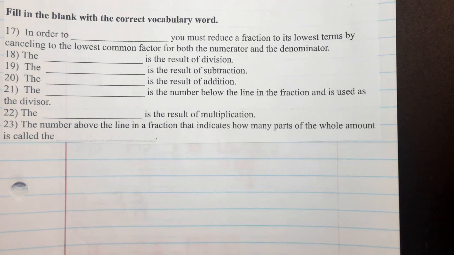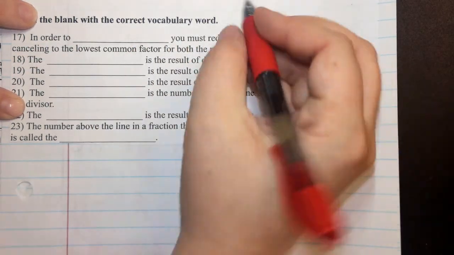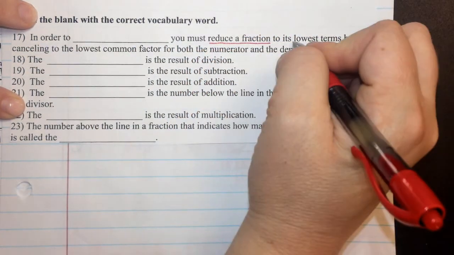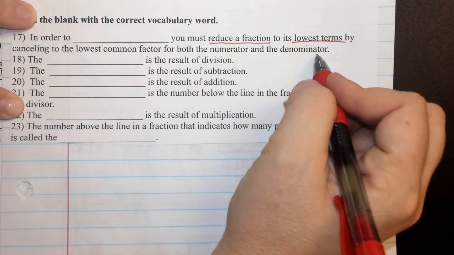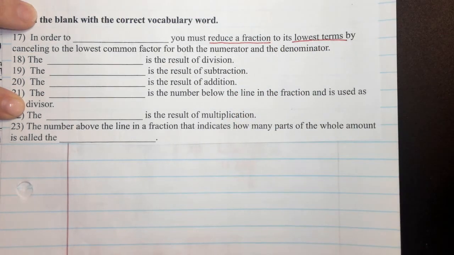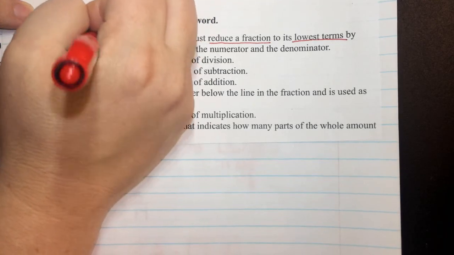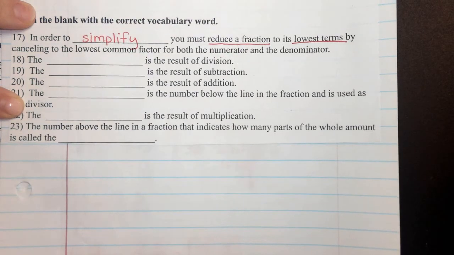Yes. All right. Number 17 says, in order to blank, you must reduce a fraction to its lowest terms by canceling the lowest common factor of both the numerator and the denominator. What is going to allow you to make a fraction lower? Simplifying. So we're going to write simplify in order to simplify. I would prepare as if there was not a word bank, because this is y'all's second time doing this vocabulary. So prepare like there is not going to be a word bank.